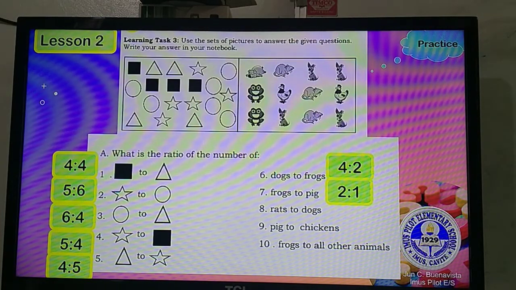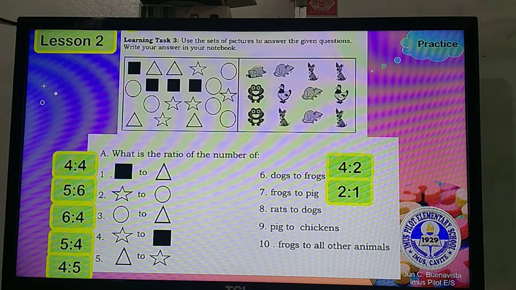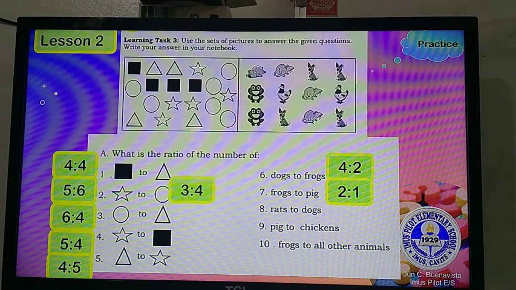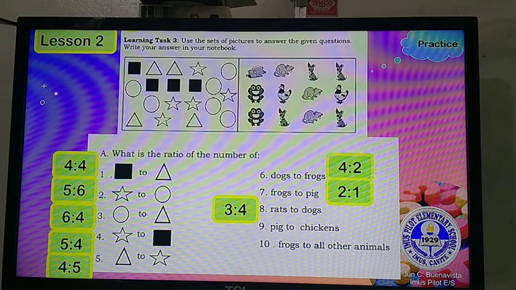Okay, next, number 8. Rats. Oh, that is rats, not rabbit. Rats to dogs. How many rats? We have 3. And how many dogs? We have 4. So therefore, the ratio for number 8 is 3:4. Okay. Next, number 9. Pig to chicken. How many chickens? We have 2 chickens. How many pigs? Only 1. So therefore, the ratio for number 9 is 1:2.